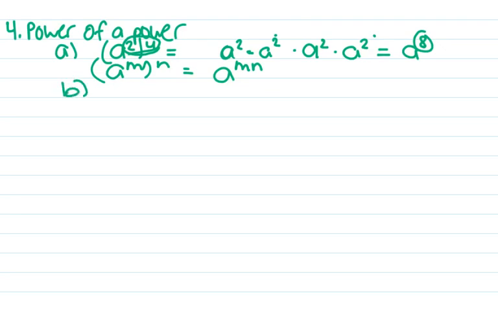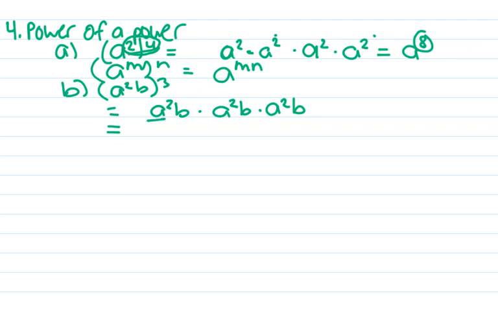The second example here is a squared times b, all to the power of 3. So if I expand that out, I have a squared times b times a squared times b times a squared times b. Simplify that. They're all multiplied together, so I can add the exponents from the a's and then add the exponents from the b's. So if I do the a's first, I have 2 and 2 and 2. So a to the power of 6 times b to the power of 1, 2, 3.